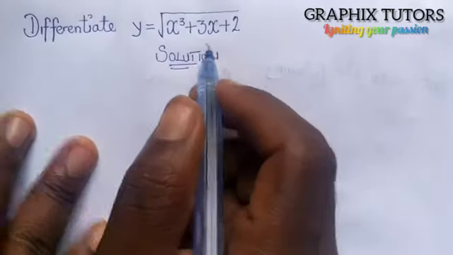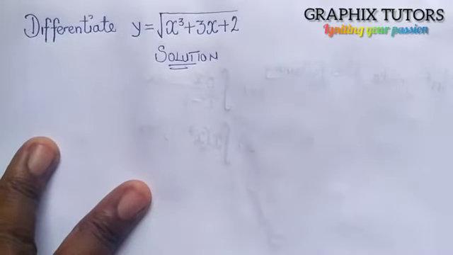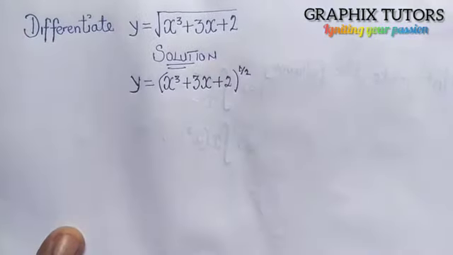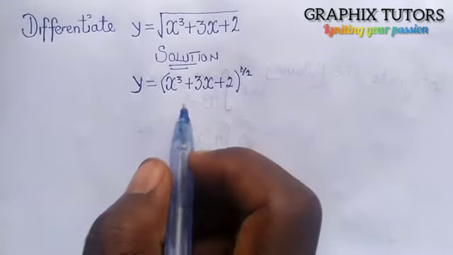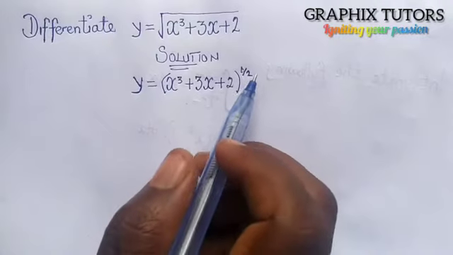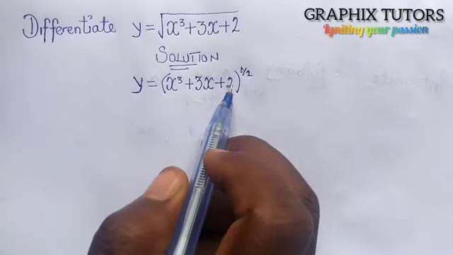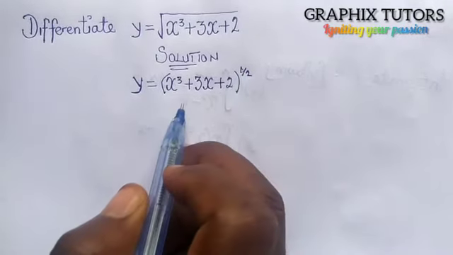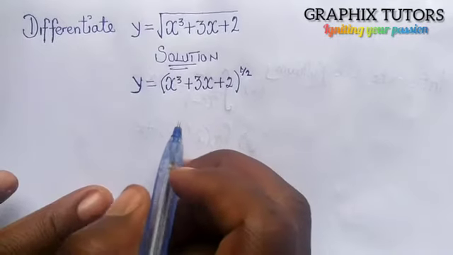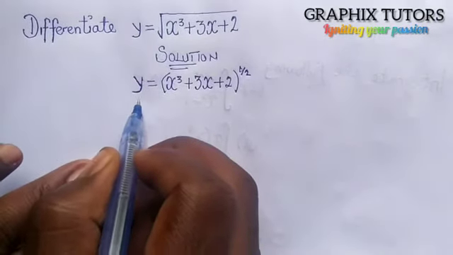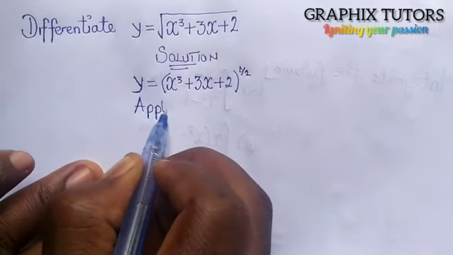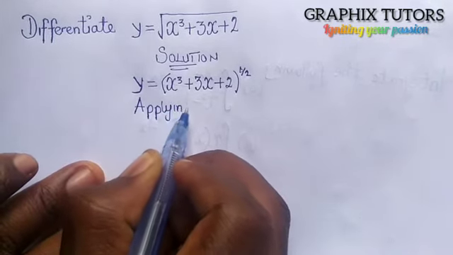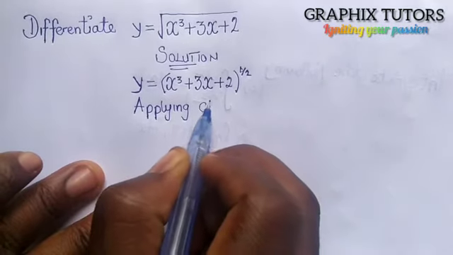Another way of writing this is I have this, right? Now, I said earlier that whenever you have an expression that has a power like this, you know you're going to use the chain rule. So I can easily say that, applying the chain rule.